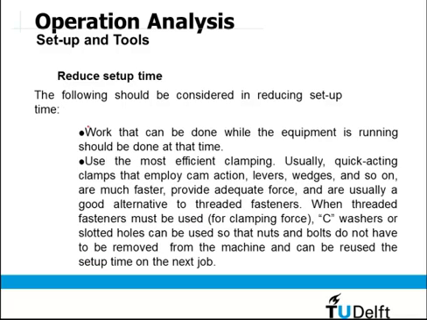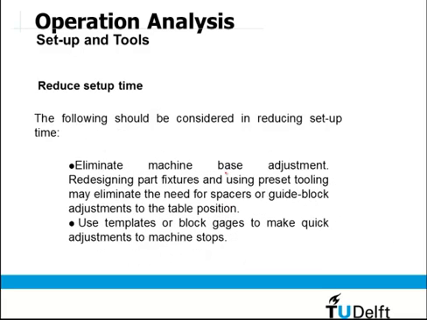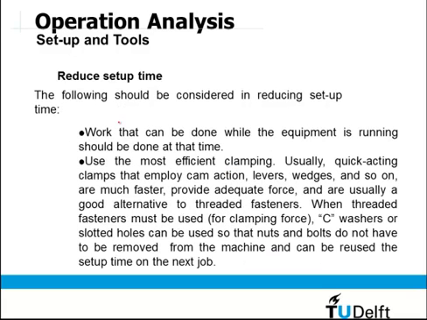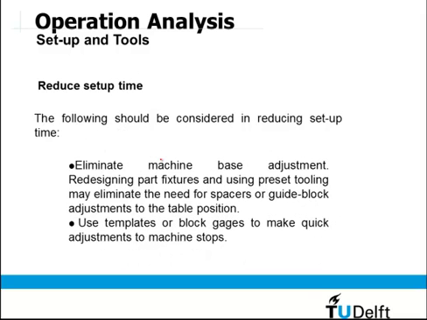So the first one and second one: use the most efficient clamping. These are the points for reduced setup times. And the third is eliminate machine based adjustment. That means we should not perform adjustment of the machine bases every time; we must get rid of this. There must be a permanent fixing for the machine.